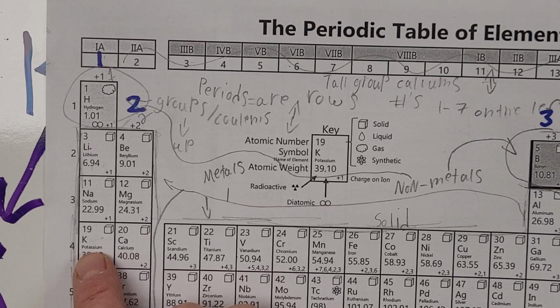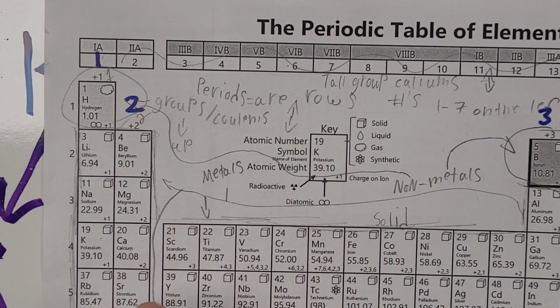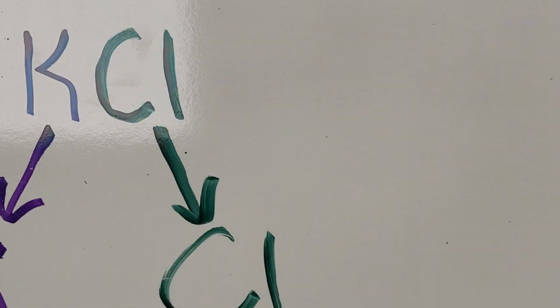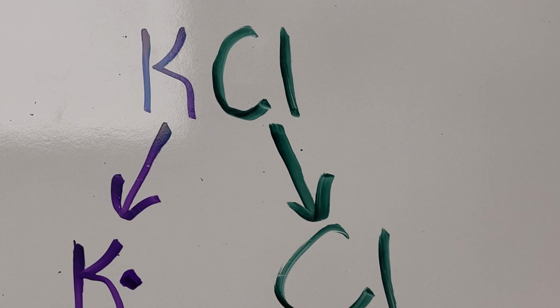So here's K for potassium. Since it is in the first column, all of the elements in the first column have 1 valence electron. And we show that with a dot. And I'm just going to put 1 dot on potassium, like that. Okay, sorry. There we go.